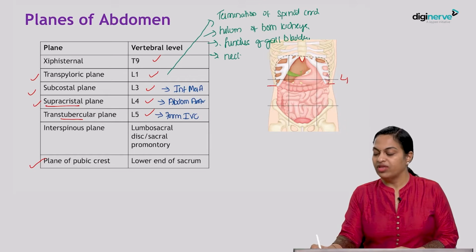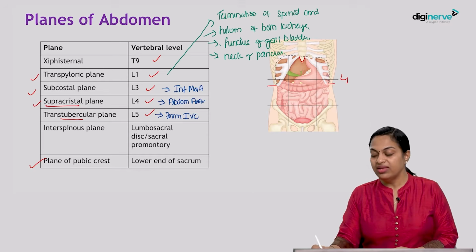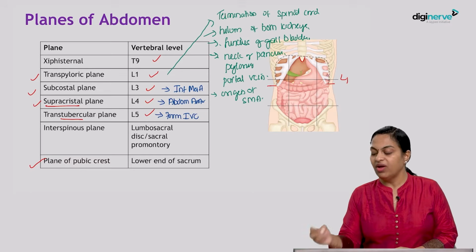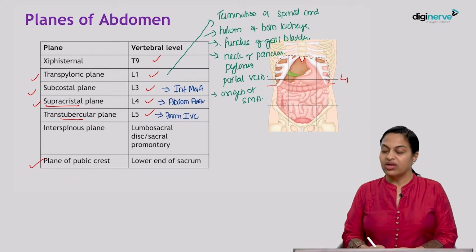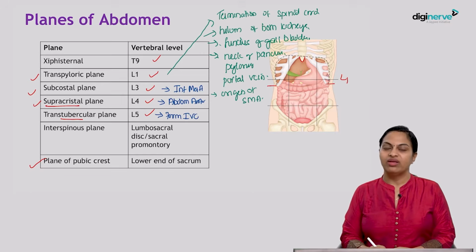The neck of the pancreas lies at L1. Anteriorly, it is related to the pylorus of the stomach and posteriorly to the portal vein formation. The origin of the superior mesenteric artery from the abdominal aorta also corresponds to the L1 vertebra.